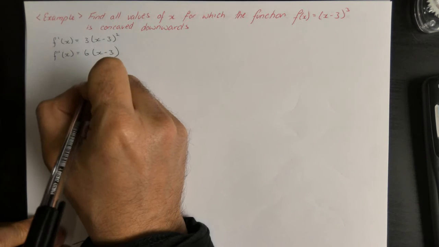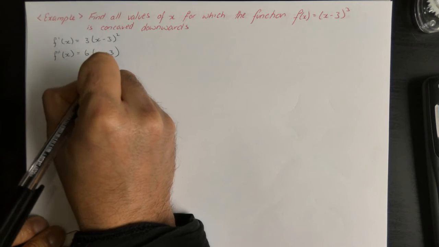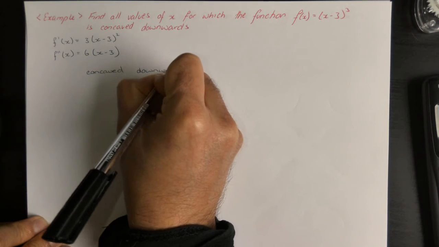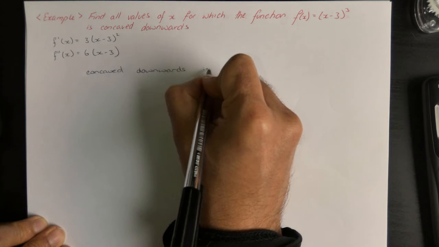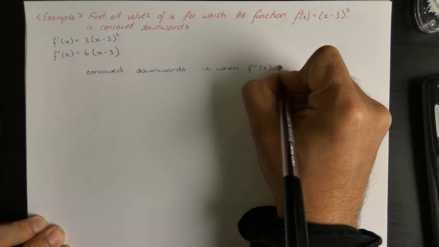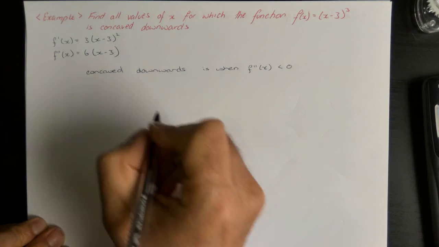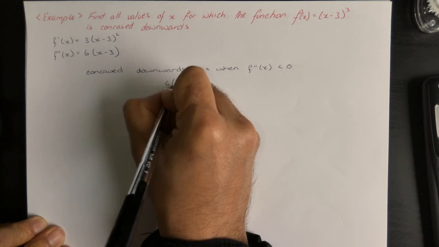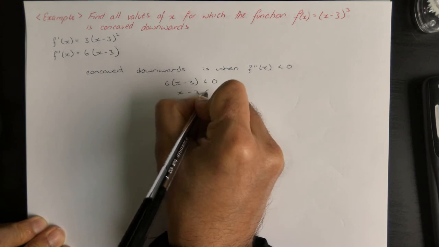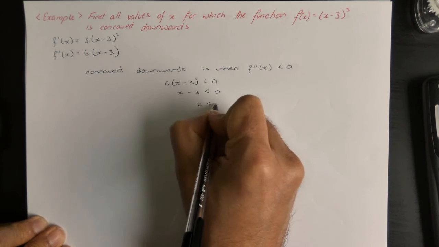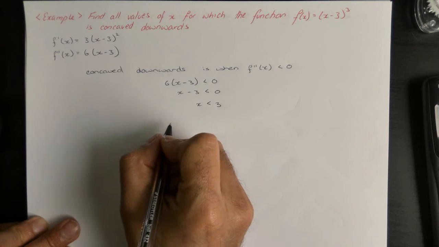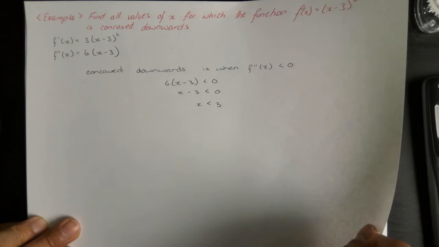And we want to find when it's concave downwards. Concave downwards is when the second derivative is less than 0. So we've got 6(x minus 3), and we want that less than 0. So x minus 3 is less than 0, so x has to be less than 3. Okay. So when x is less than 3, we have the function being concave downwards.